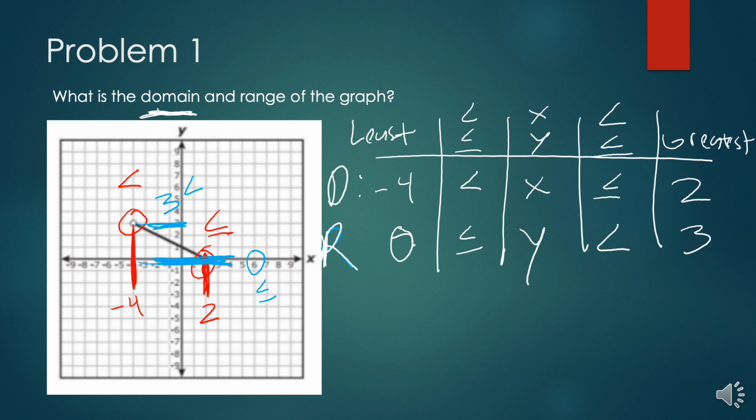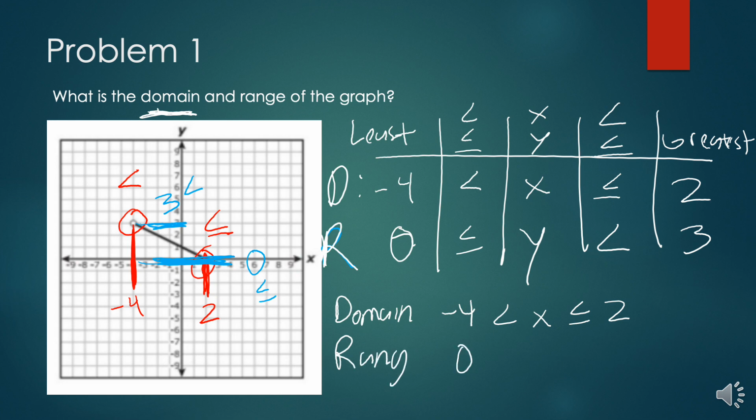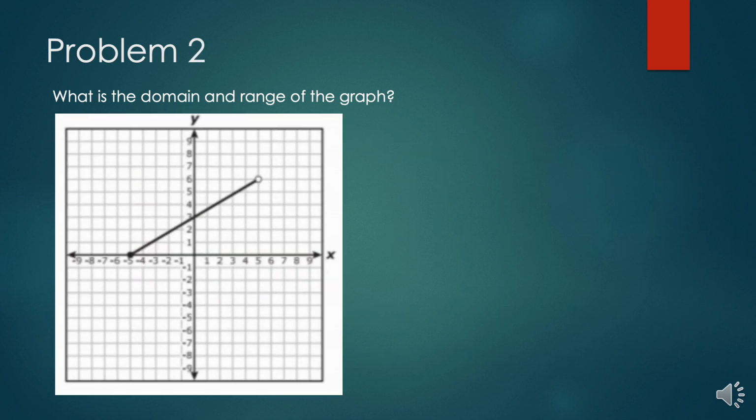So if I wanted to clearly write this, my domain again is -4 less than x, and less than or equal to 2. So that means my domain is between -4 and 2. My range, 0 is less than or equal to y less than 3. All right, go ahead and hit pause and see if you want to knock this problem out yourself. Again, go ahead and hit pause.